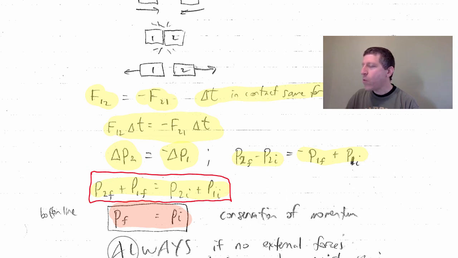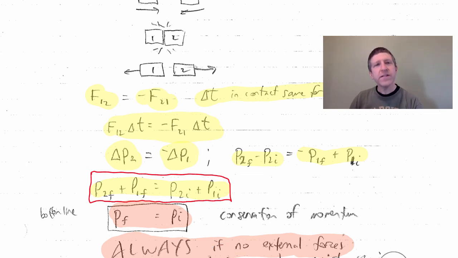Momentum is always conserved if there are no external forces. It's always conserved. Again, as long as there are no forces from the outside changing the momentum, it is always conserved. This is not true of energy. The most common misperception is that energy, or mechanical energy, is conserved in collisions. It is rarely conserved when you have macroscopic objects. But momentum is always conserved when there are no external forces.